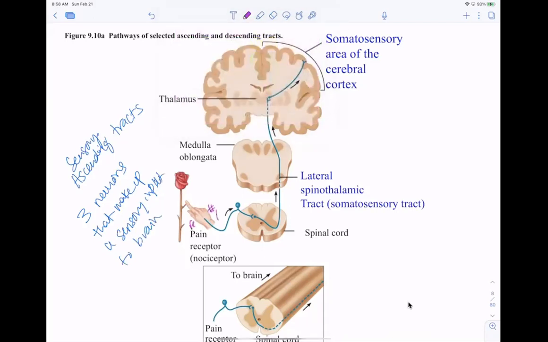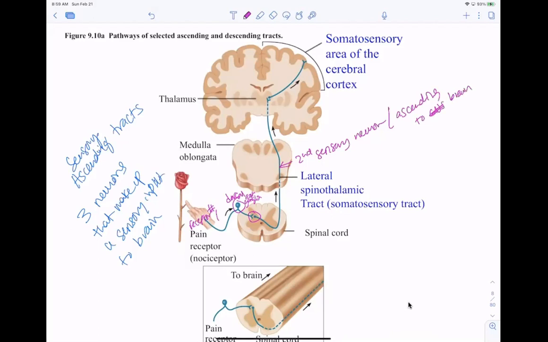It's from the receptor. And here's your dorsal root ganglia. That's the cell body. And then it will synapse here on a second sensory neuron, right? Ascending. I shouldn't say CNS because it's in the CNS, in the brain.